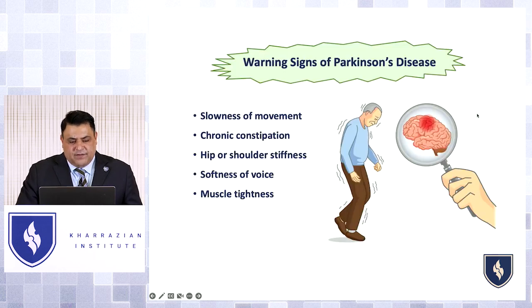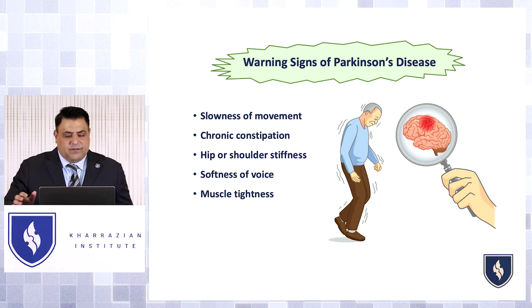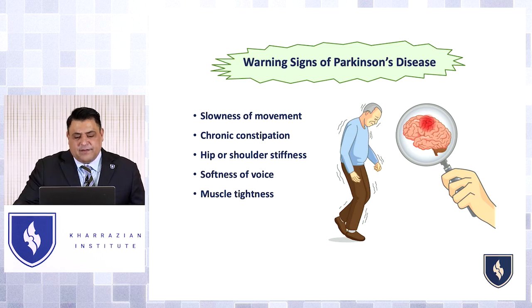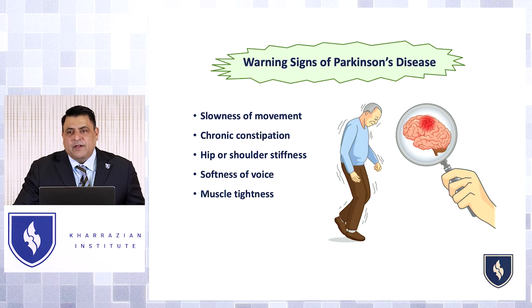And the warning signs of Parkinson's disease: slowness of movement, chronic constipation, hip and shoulder stiffness, softness of voice, and muscle tightness. The initial complaint of Parkinson's disease is constipation. So someone will come in without any tremors and just have chronic constipation for years and years that no one has been able to fix. They're the weird, difficult constipation patient no one can figure out. They have such a mysterious microbiome. They don't. They have Parkinson's disease.